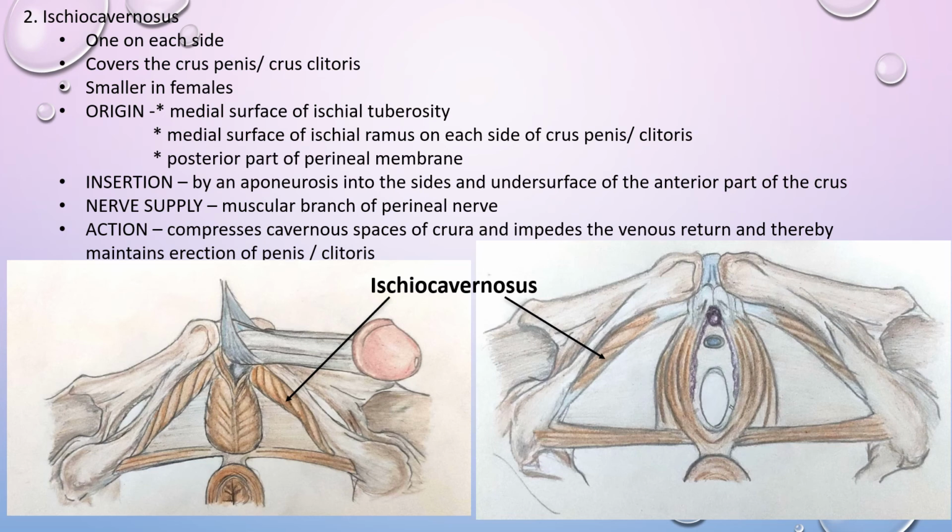If we take the insertion, these fibers get inserted by an aponeurosis into the sides and the under surface of the anterior part of the crus. Nerve supply by means of muscular branch of perineal nerve. Action of this muscle, compresses the cavernous spaces of the crura and impedes the venous return and thereby maintains the erection of penis or clitoris.